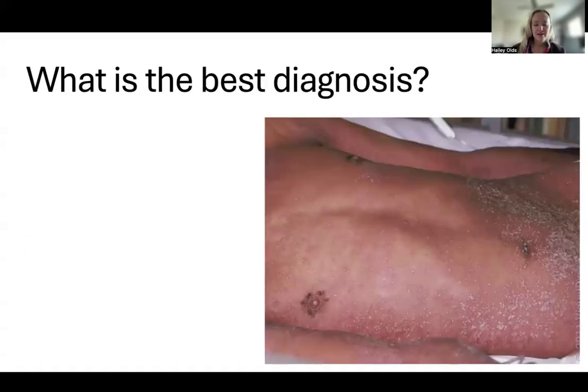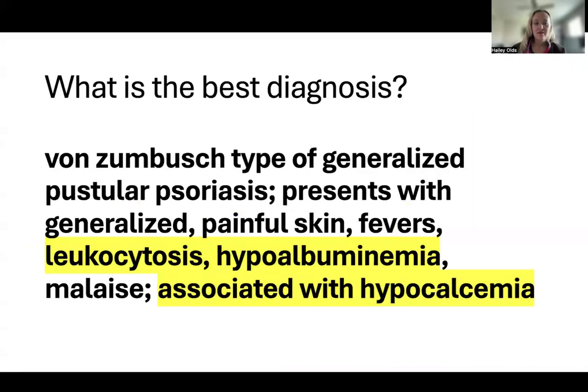Okay, what is the best diagnosis for this one? So this one you have erythema pretty diffusely, and then it's studded with these pustules. So this is the von Zumbusch type of generalized pustular psoriasis. It presents more generalized, and it's painful skin, fevers, leukocytosis, hypoalbuminemia, malaise, and it's associated with hypocalcemia.